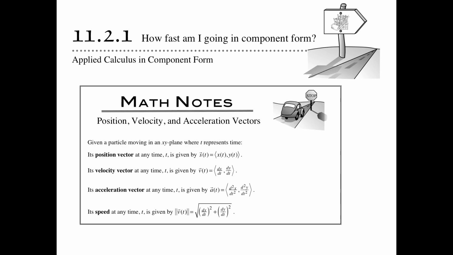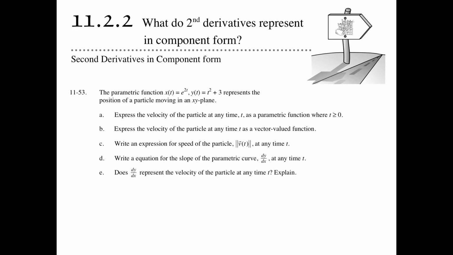Then this math note appears at the end of lesson 11.2.1. It summarizes the relationship between position, velocity, and acceleration vectors, and also how to calculate speed when given a function written in component form. And problem 11-53, which is the first problem in lesson 11.2.2, summarizes the concepts that were covered the day before. So it allows students to reference their work from the day before as they complete these problems.